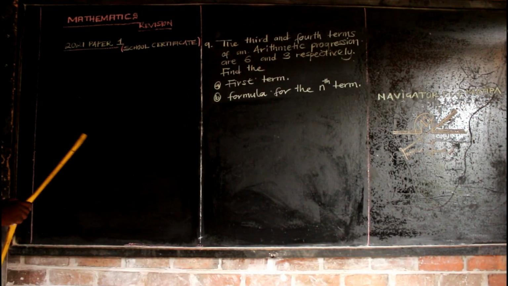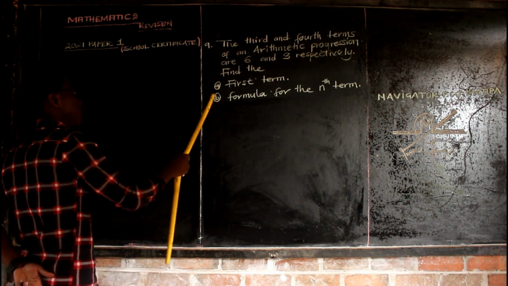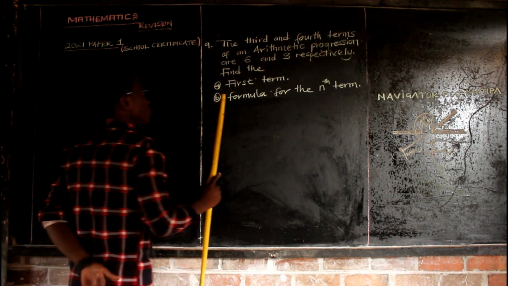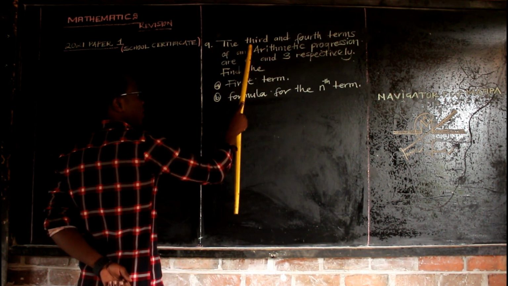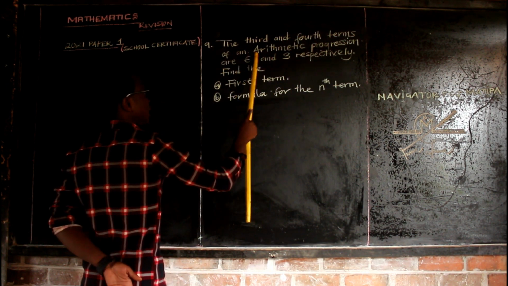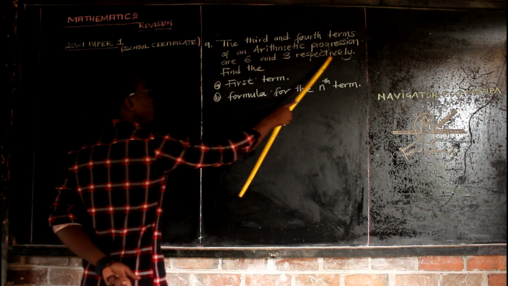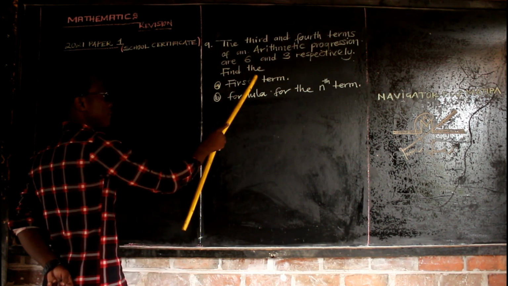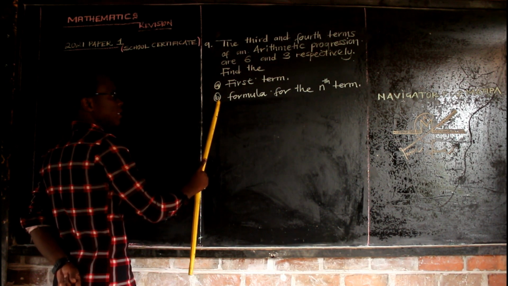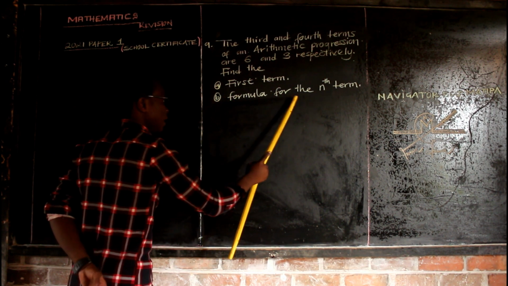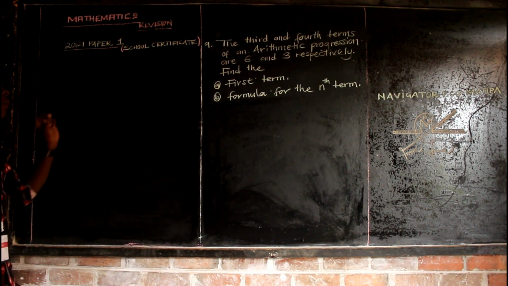Now let us look at question number 9. Question number 9 has got 2 parts, part A and part B. It is a question on arithmetic progression, saying the third and fourth terms of an arithmetic progression are 6 and 3 respectively. A, find the first term. B, find the formula for the nth term. So we have got question 9, which has got 2 parts on arithmetic progression.